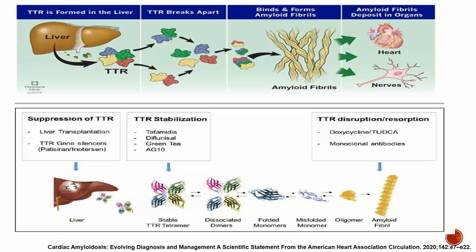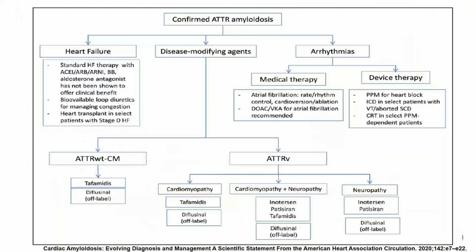Or we have also a TTR stabilization medication, the most famous one being tafamidis. It prevents the breakup of the TTR tetramer. And then you have TTR disruption, when you have the amyloid fibril, and these are the old medications like doxycycline and the monoclonal antibodies.